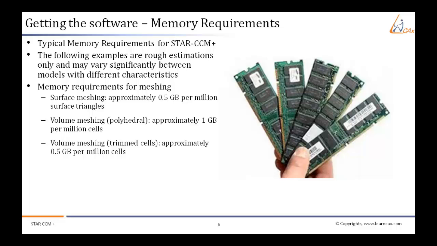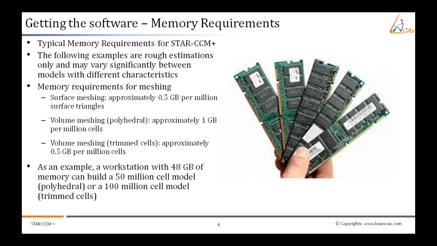Once you get into the details of this course, you will understand what these all mean, what is polyhedral mesh, what is trimmed mesh, but these are the system requirements. So, for example, a workstation with 48 GB of RAM can build up to 50 million cells when we extrapolate this data, which means if you have to generate 50 million cells, you need about 48 GB of RAM for polyhedral, and 100 million cells in case of trimmed cells.